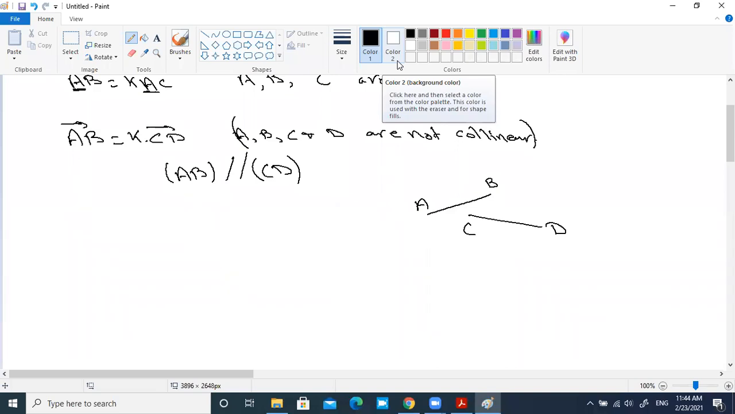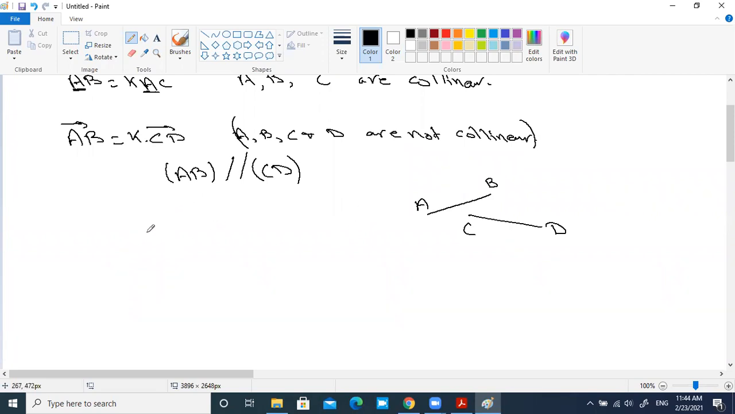Right? So here is another way to prove that lines are parallel: prove that one vector is equal to some constant times another vector, where one of the vectors is on the first line and the second vector is on the second line, and prove that one of the vectors is equal to some constant times the second.